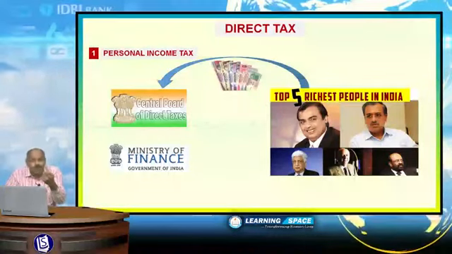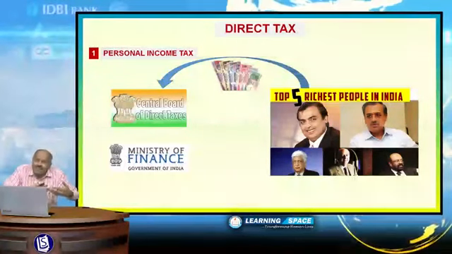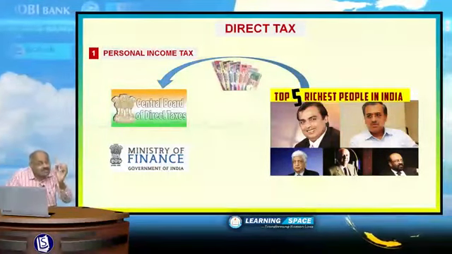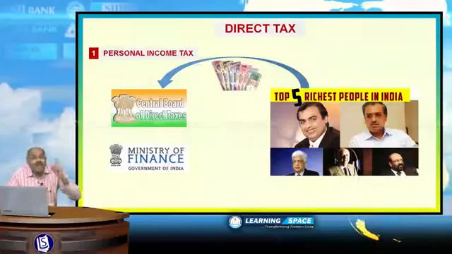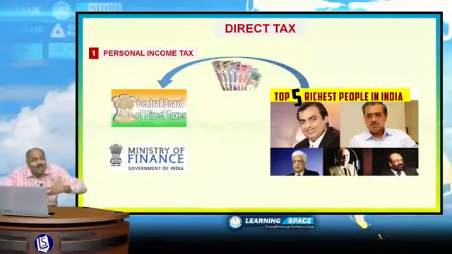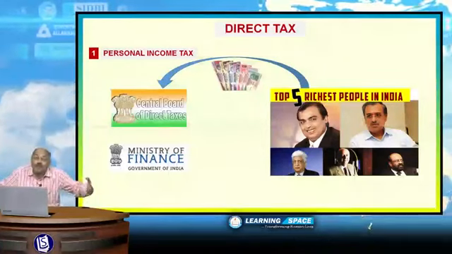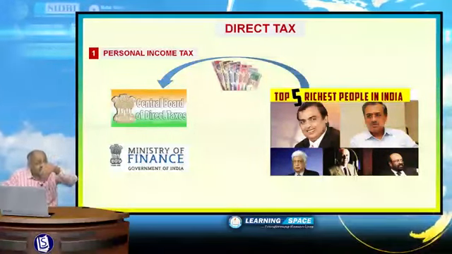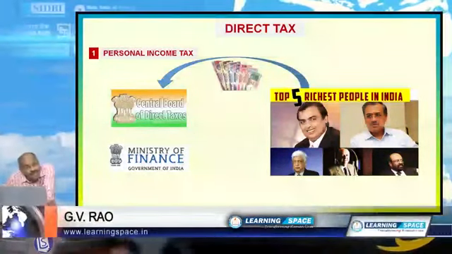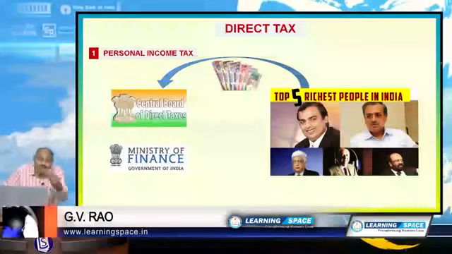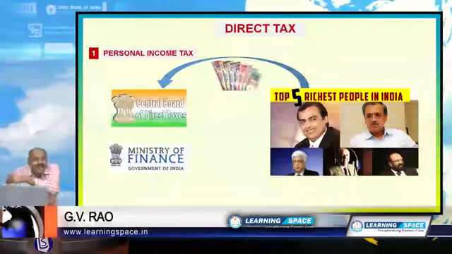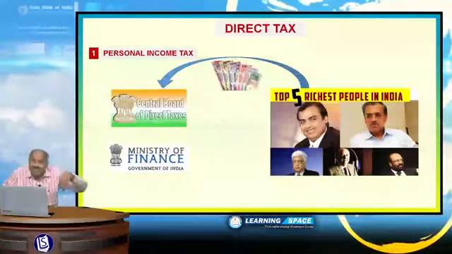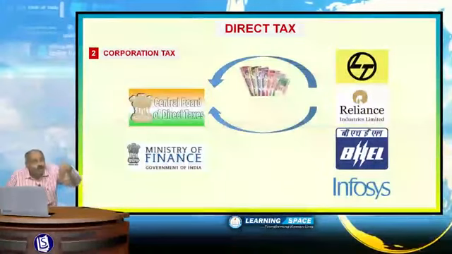What is meant by progressive? Progressive means if I am earning 3 lakh rupees, I will pay 10% tax. If I am earning 6 lakh rupees, I will pay 20% tax. If I am earning 1 crore rupees, I have to pay 30% tax. That means if my income increases, I have to pay more tax to the government. That is progressive. Right? So here personal income tax is levied on the individuals who are earning income. This is progressive in nature, and this tax is collected by the Central Board of Direct Taxes under the Department of Revenue, Ministry of Finance.